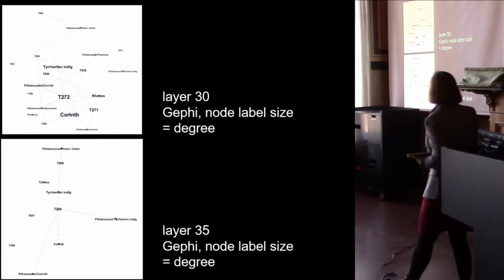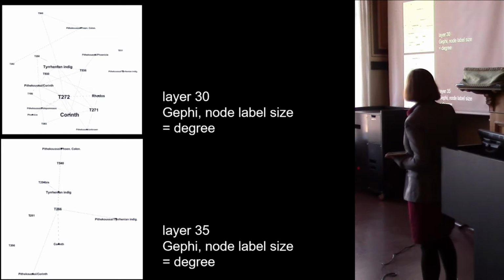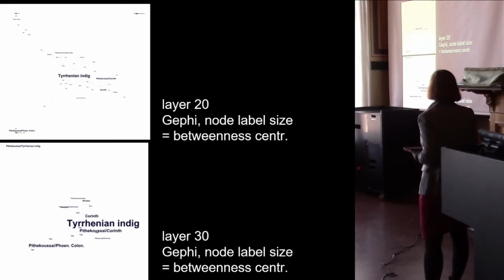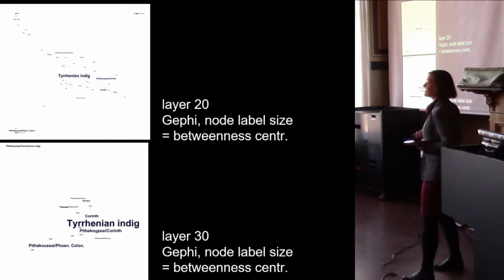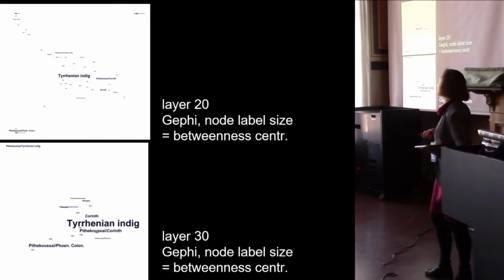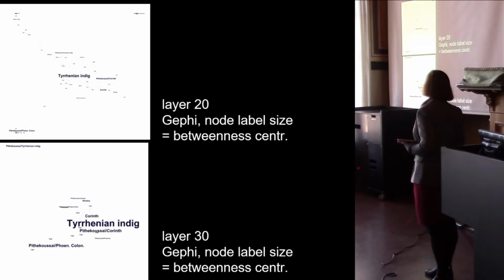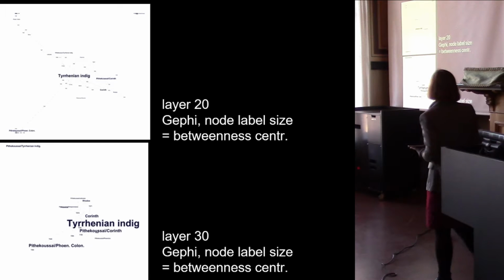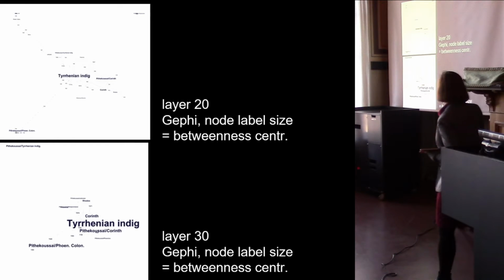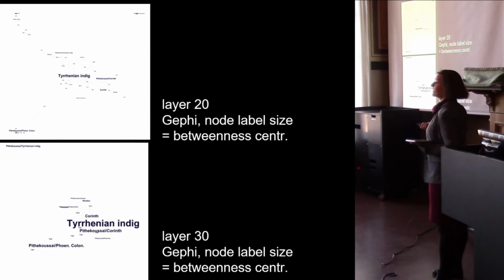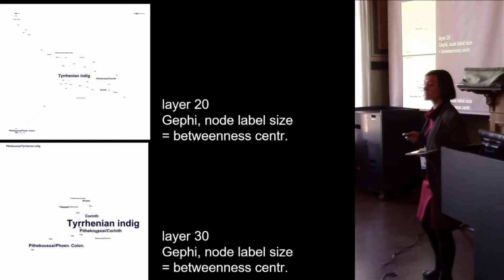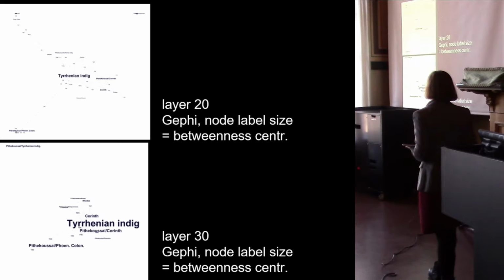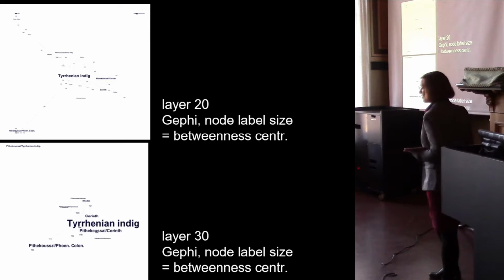Current becomes more important in layer 30, and it continues afterwards. Because I thought degree was a little bit misleading, I also tried betweenness centrality to see if this confirmed the image. And in layer 20 it does. In layer 30, where previously Corinth was most important, we now see that also the Turanian indigenous world is actually more prominent.